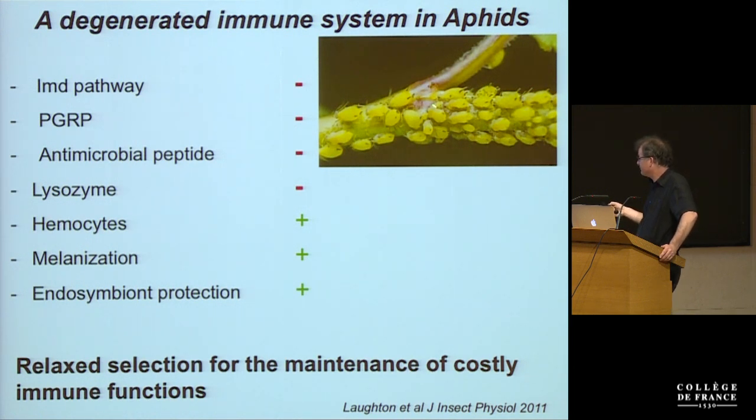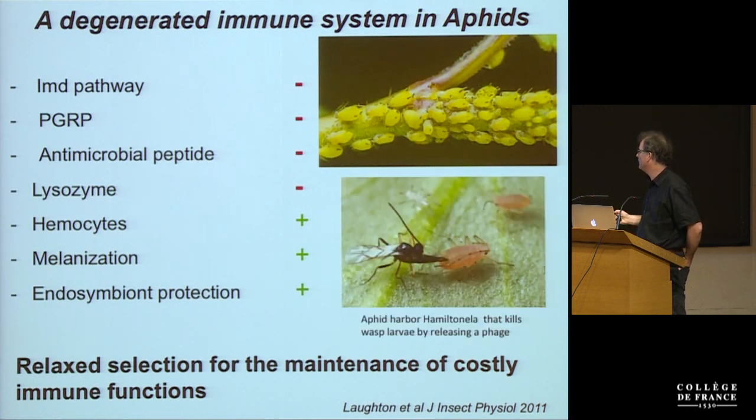Those are aphids. Aphids feed on sap. Sap is just sugar, a very sterile food. People have looked at their immune system, and you see no IMD pathway, no PGRP, no antimicrobial peptide, no lysozyme. You find some hemocytes, some melanization, and interestingly, you find endosymbiont-mediated protection. I'll just go briefly over that.